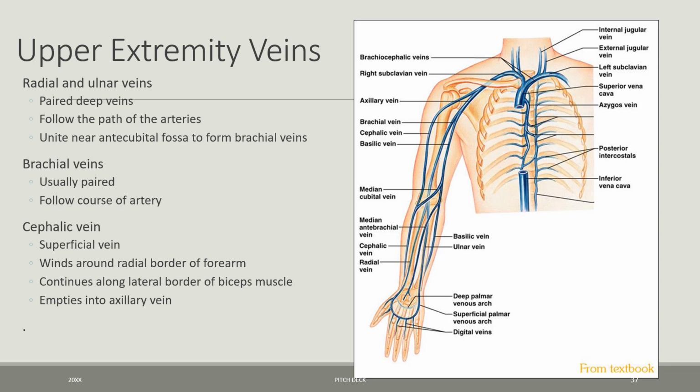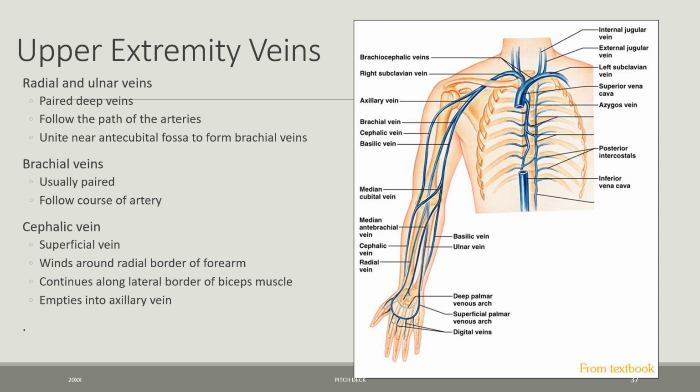Those are going to anastomose and they're going to create our radial and ulnar veins, which are going to anastomose. They're going to come up in the brachial veins, axillary veins, then into our subclavian vein, and then into our superior vena cava.